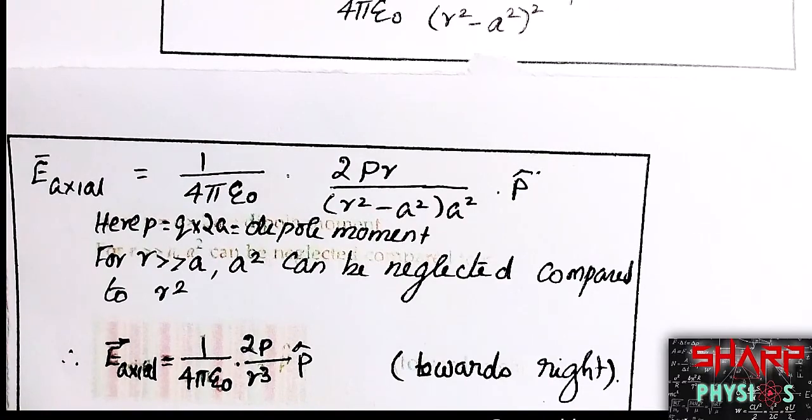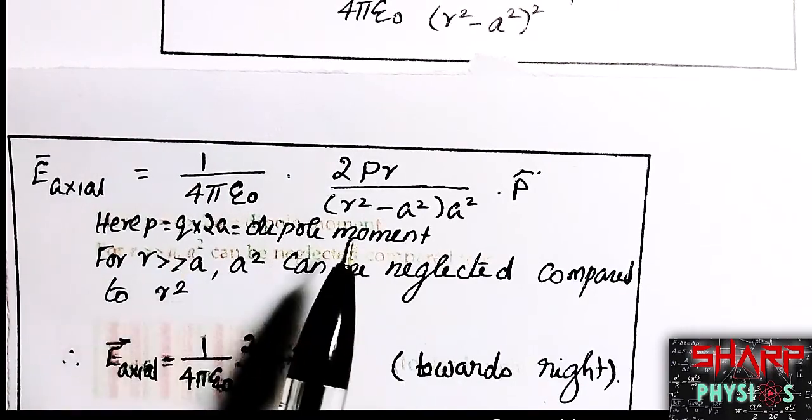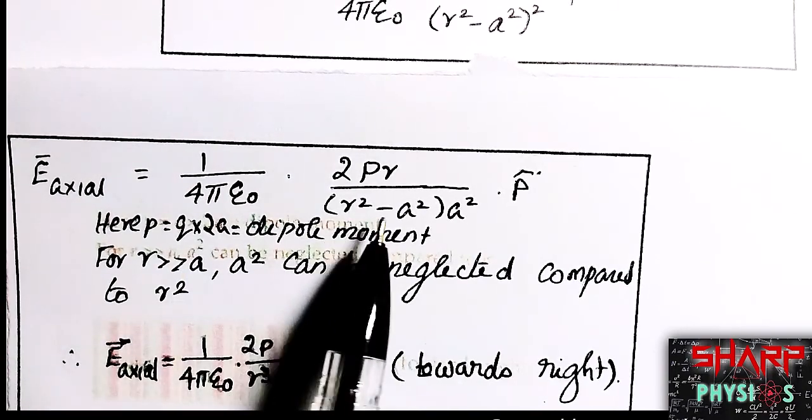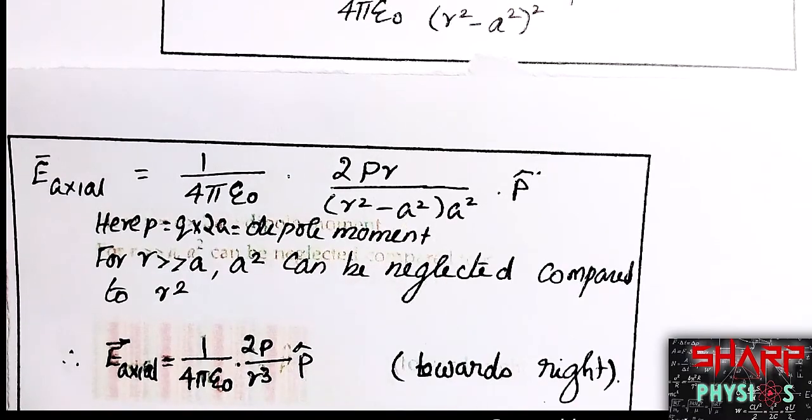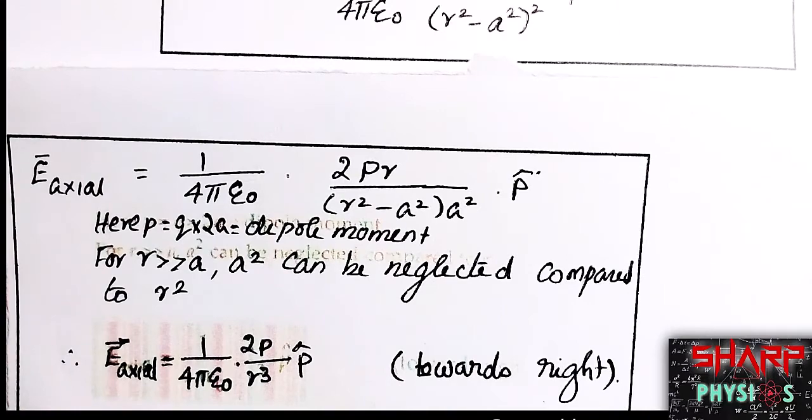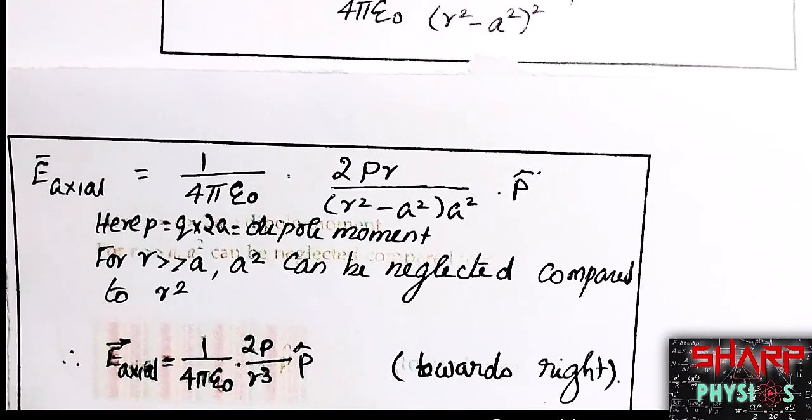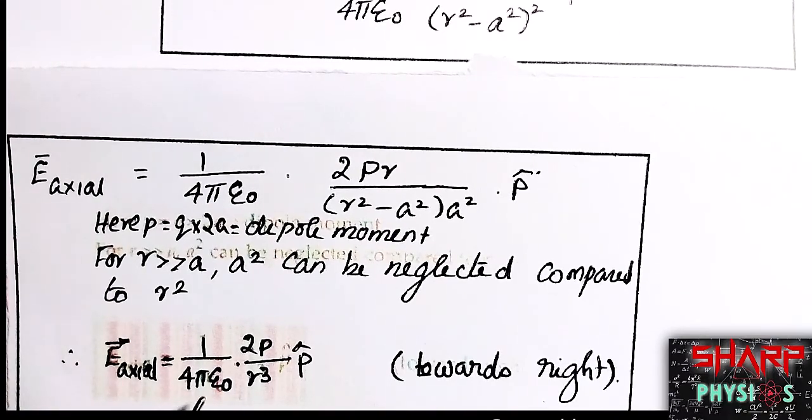Since R is very much larger than A, A square can be neglected compared to R square. You can see R is very large, so we can neglect the A square from R square. And so we will get the formula E axial is equal to 1 by 4 pi epsilon 0 into 2P by R cube into P vector.